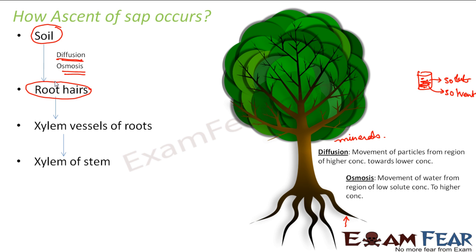From the xylem vessels of roots it will enter into the xylem of the stem, and from there it will enter into the xylem of the leaf, that is, into the leaf veins. How will it go to the leaf? It will go through the vessels and the tracheids. So we see that xylem helps in the upward movement of water and minerals to the aerial parts of the plants. This is how ascent of sap occurs.